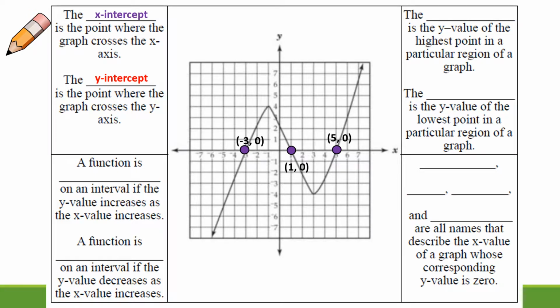So next we're going to talk about the y-intercept. The y-intercept is the point where the graph crosses the y-axis. And in this example, it's the point (0, 2). Intercepts are something that we should be familiar with, but if we're not, that's a quick recap.